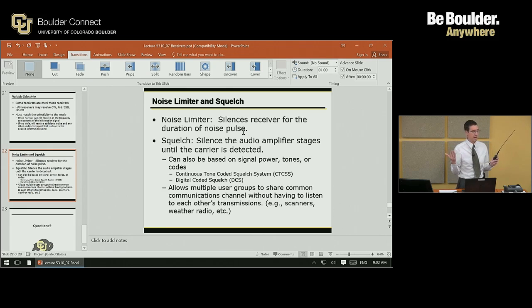So that's squelch that's based on amplitude, okay? Just the amplitude of the carrier. So when it detects noise from the carrier, it opens up and you can hear it. There are a couple of other different types of squelch. Another squelch is based on a particular tone that gets set. If the receiver hears that tone, then it opens up.